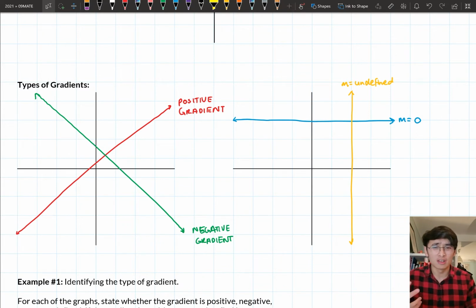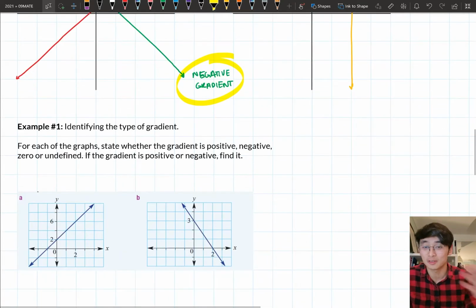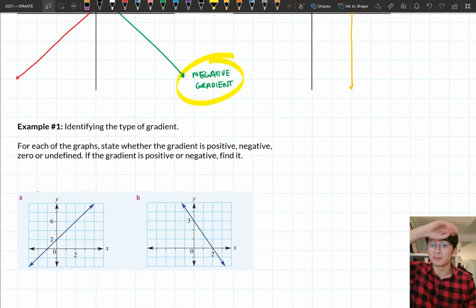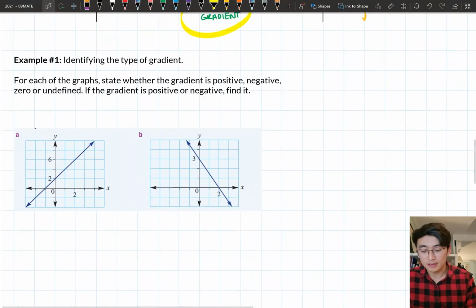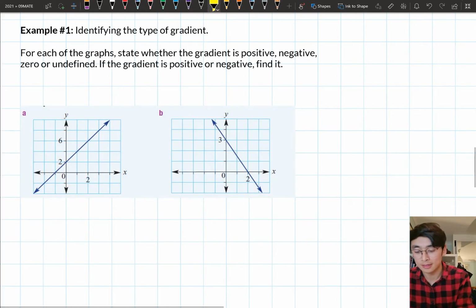This is just generally like grouping our gradients, but usually what we want to do is actually find numerical values, particularly if you're in any of these first 2. You want to find a numerical value for your gradient. So actually, let's have a go at finding a few gradients using those rules, the rise over run formula that we had above. So example 1, identifying the type of gradient. For each of the graphs, state whether or not the gradient is positive, negative, 0, or undefined. And if the gradient is positive or negative, we're going to find it. So let's have a go at this.